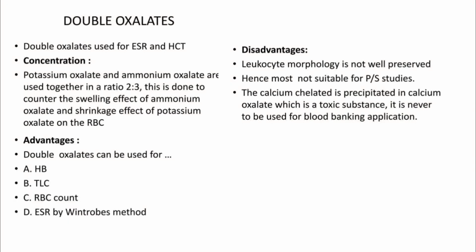Double oxalate. Double oxalate is used for the ESR and hematocrit. Concentration: potassium oxalate and ammonium oxalate are used together in the ratio 2:3. This is done to counter the swelling effect of ammonium oxalate and the shrinkage effect of potassium oxalate. Advantages: double oxalate can be used for hemoglobin, TLC, RBC count, and ESR by Wintrobe's method.